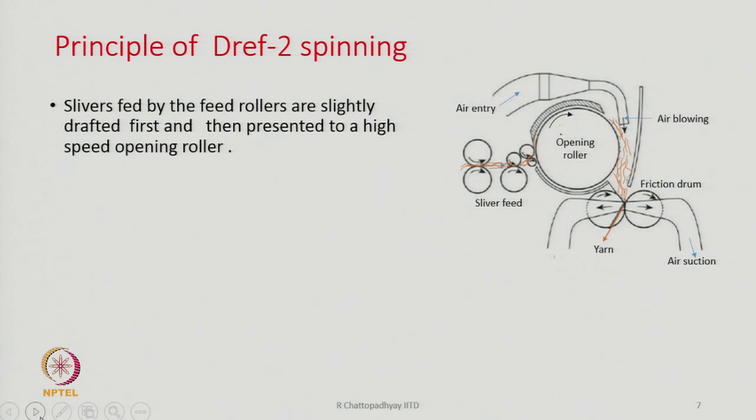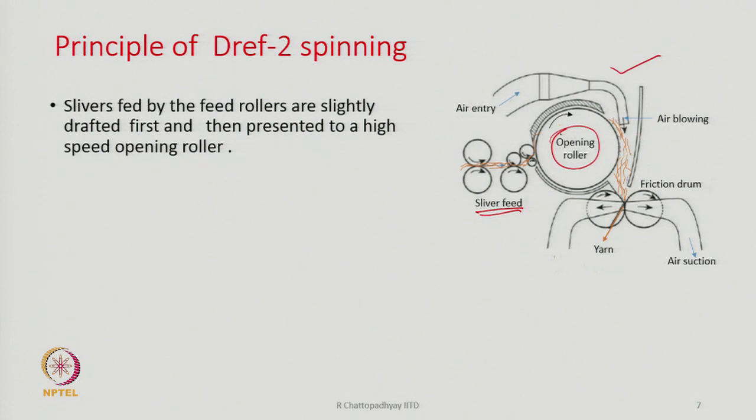Now, that is the basic principle. Now, we will be focusing more on DREF 2. A picture of DREF 2 is shown on the right hand side. What we see here is the sliver feed, that is, we are feeding a sliver. There has to be some kind of feed arrangement. Then there is an opening roller, and the opening roller is separating the fibers from the sliver and making a stream of fibers.